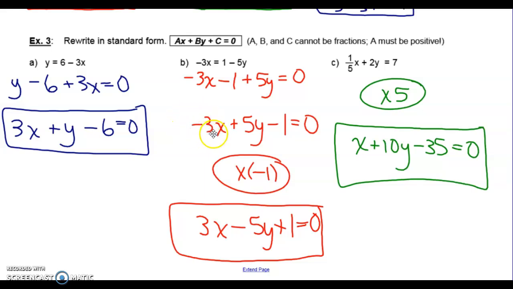So an easy way to get rid of that negative, since I have an equality here, I'm going to multiply everything by negative 1. And when I do that, my negative 3x becomes positive 3x, positive 5y becomes negative 5y, negative 1 becomes positive 1, and even the 0 gets multiplied by negative 1, but it remains 0.